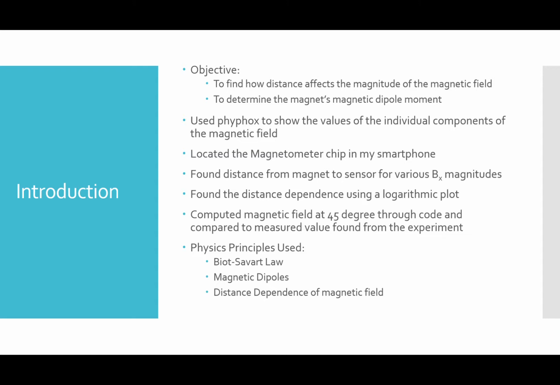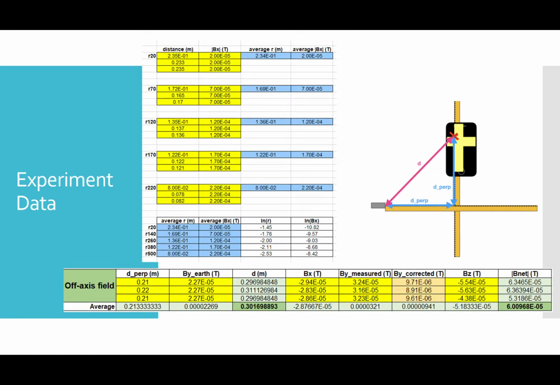The physics principles used were the Biot-Savart law to calculate the magnetic field, magnetic dipoles to find the magnetic dipole moment, and the distance dependence of magnetic fields. So here's my experiment data.